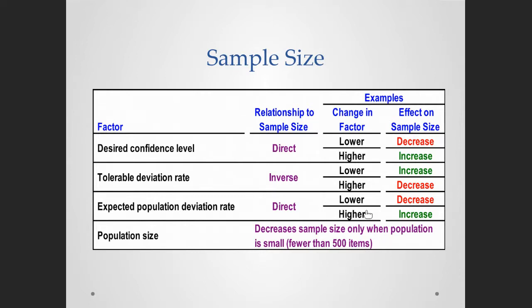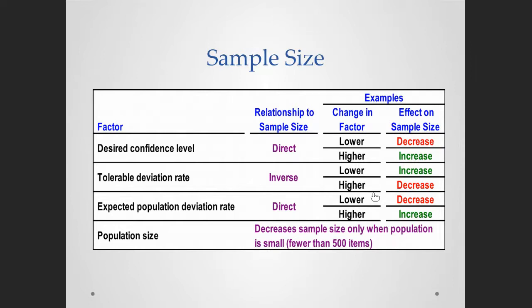And the third one is expected population deviation rate. If we have a high expected population deviation rate, then we would increase the sample size. And we discussed this with an example in our previous class. You can go back and listen to that. If we have lower expectation from the population about the deviation, then we can decrease the sample size. Okay, so these are the 3 factors.